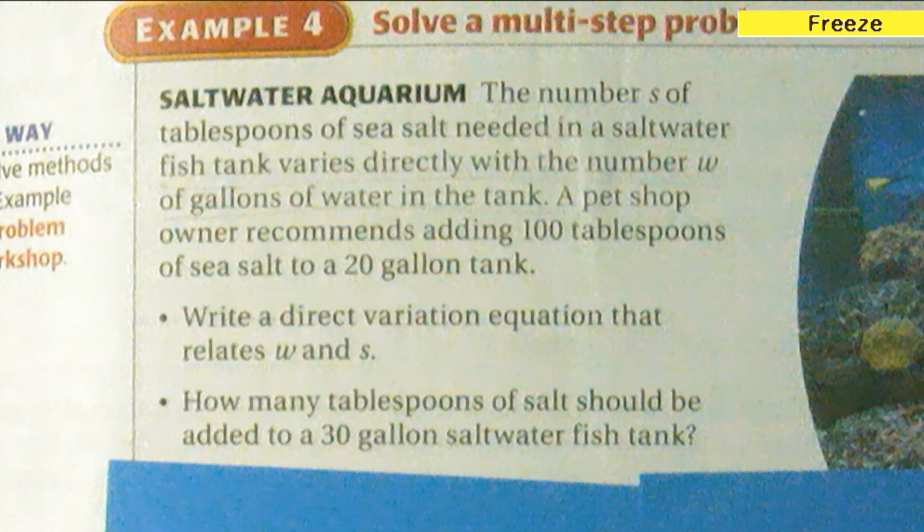Okay, so how many of you guys see that sentence in there that says something varies directly with something? Write that down. At least write that phrase down: number of tablespoons of sea salt varies directly with number of gallons of water. That's really important because that does two things. First of all, it indicates that we have direct variation, and secondly, it tells you what your X information is and your Y information is.